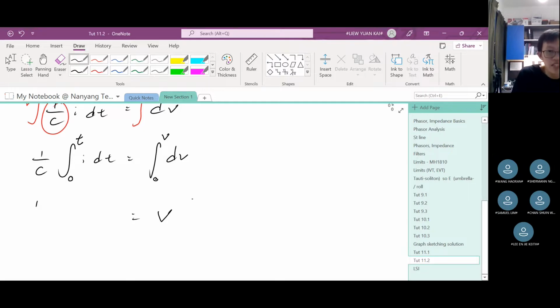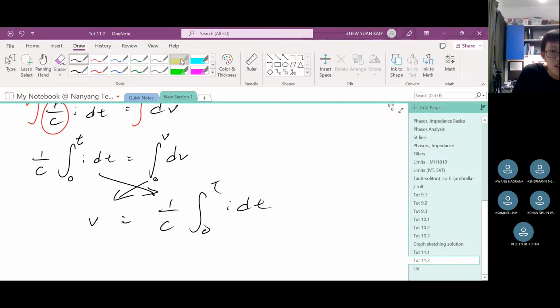Okay, what does this mean? You actually cannot do this because you don't know what is I. Now you have to interpret what this means. Okay, so let me just rewrite this. So I'll move this one here. So V equals this. Now you have to interpret what this integral means. Okay, what does this mean? This actually means the area of the IT graph, right? Integral actually means area under the graph.